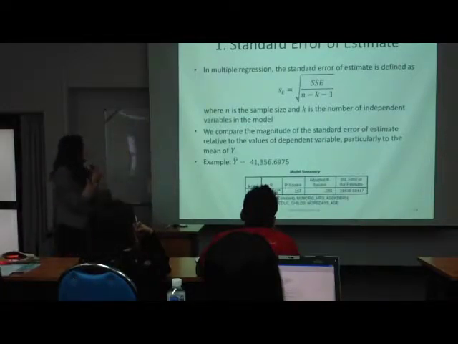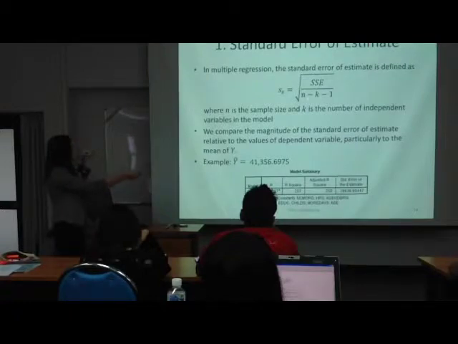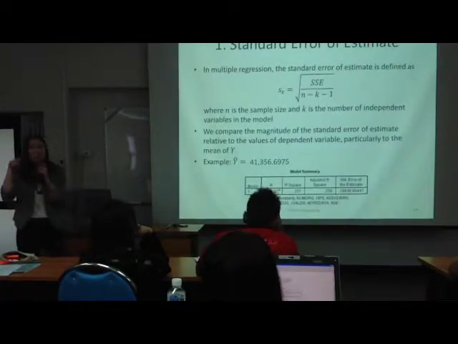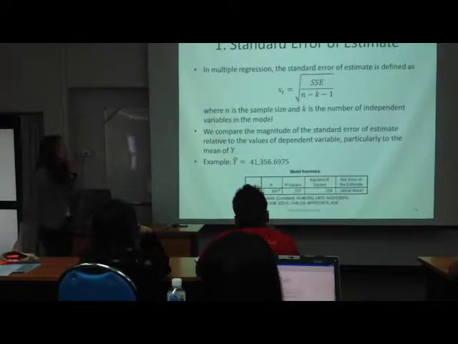Okay. And the standard error of the estimate is the square root of the MSE. Inside the square root is actually the MSE. You use the sum of squares and then divide by the degrees of freedom, so you get the mean square.